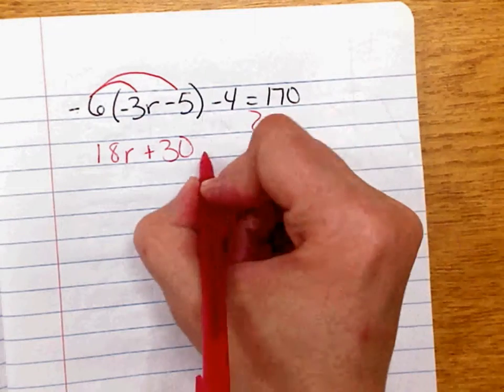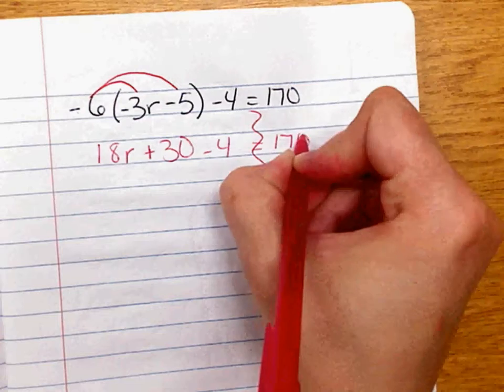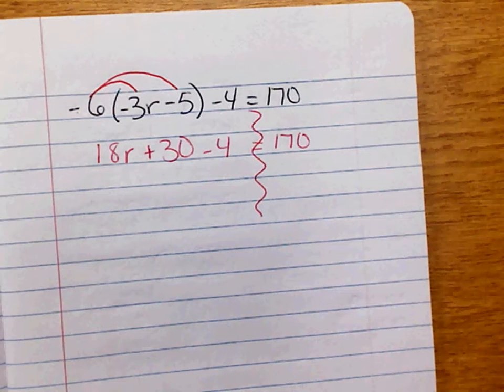Negative 4 equals 170. Sebastian, wake up. Come on, we're here in class. You need to wake up.